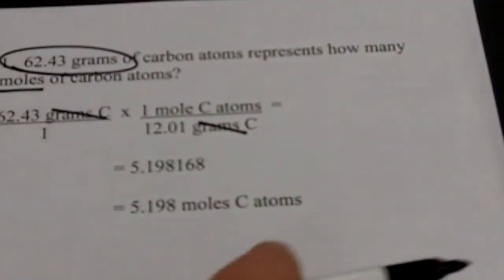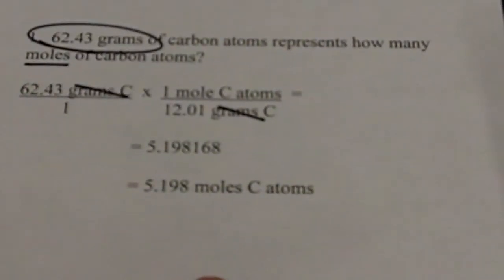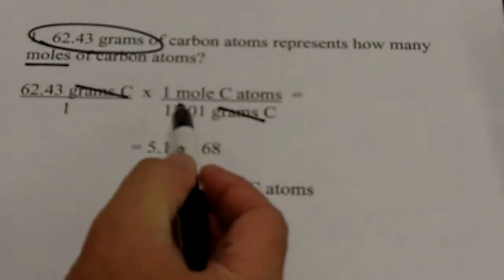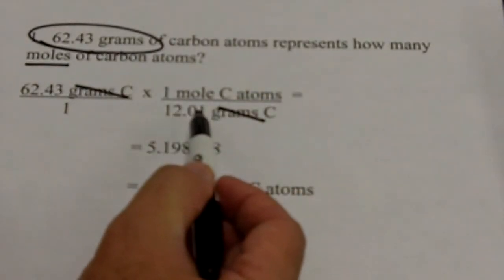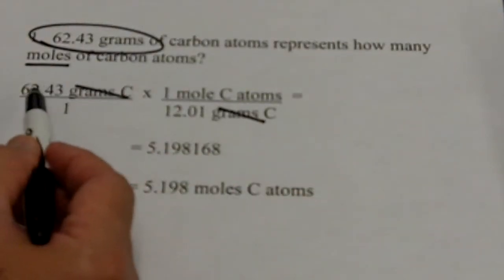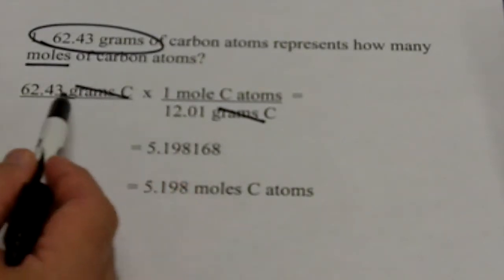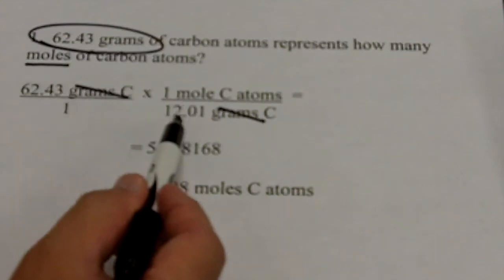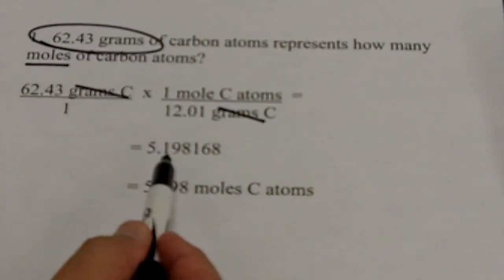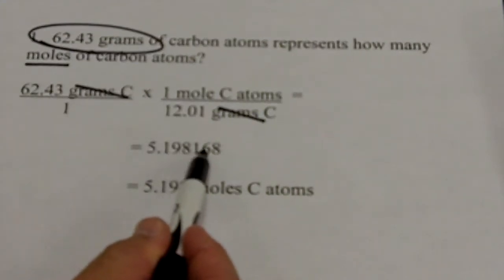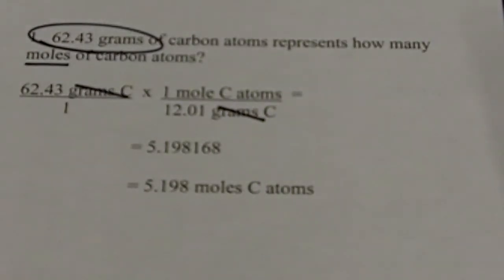So if I were holding 1 mole of carbon atoms in my hand, it would weigh 12.01 grams. Do I multiply or do I divide? I'm going to divide because 12.01 is on the bottom. So 62.43 divided by 12.01, the number that I get is 5.19816. That's what appears on my calculator.